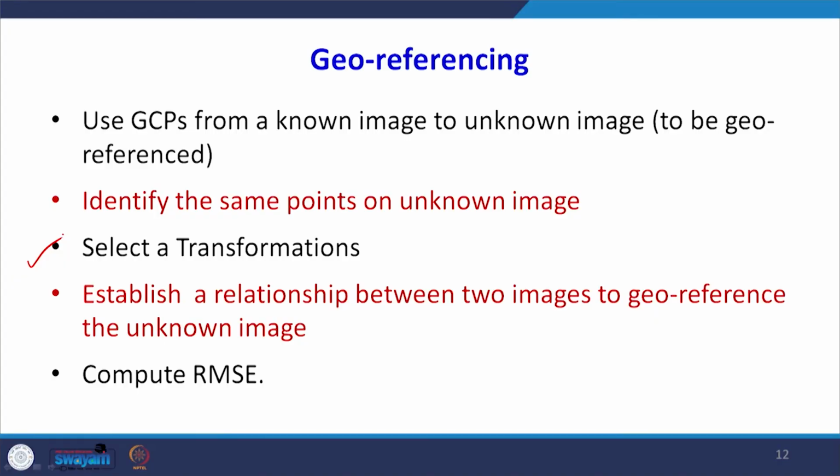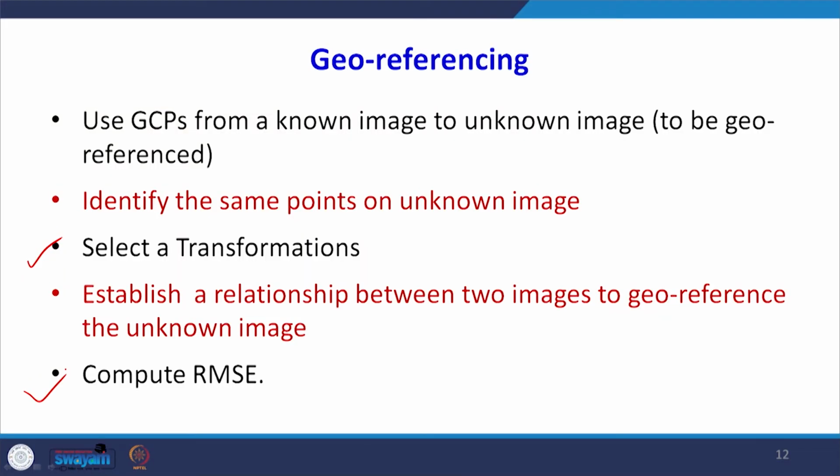So a mathematical transformation is selected so that we can apply that transformation, and by doing that we are establishing a relationship between the two images. The unknown image coordinate system, we are transferring it to the known image coordinate system. So that is the relationship which we are establishing, so that if we give input from the unknown image as coordinates, we get the corrected output coordinate system. Now we are then computing the RMSE, root mean square error.